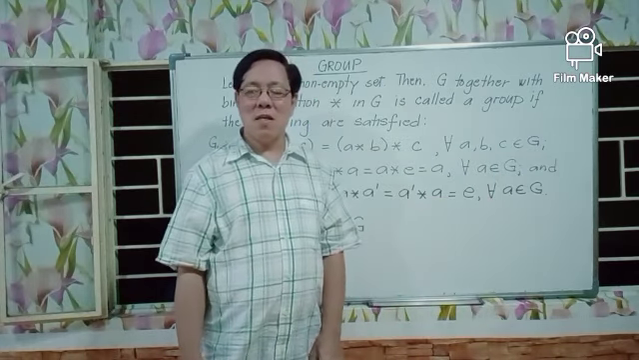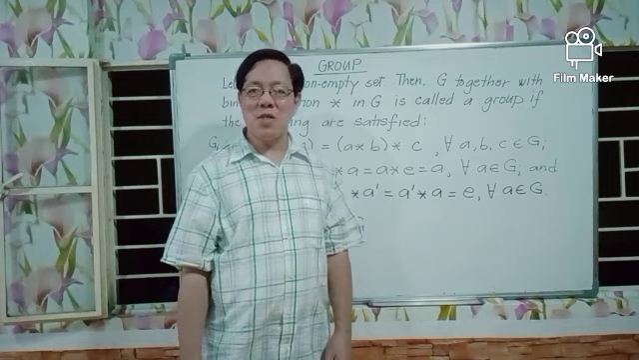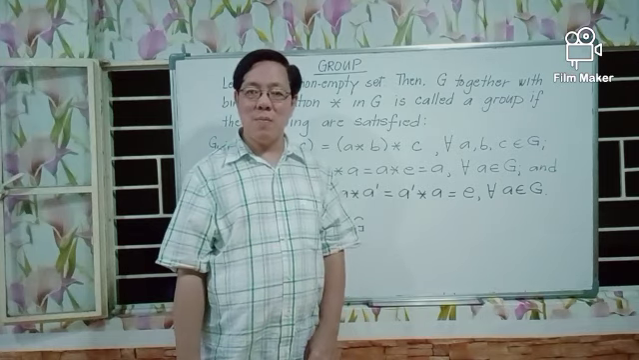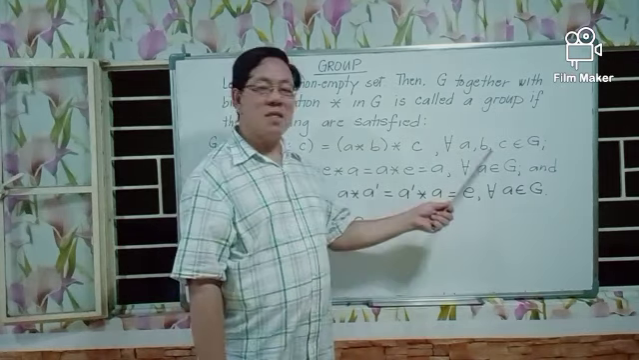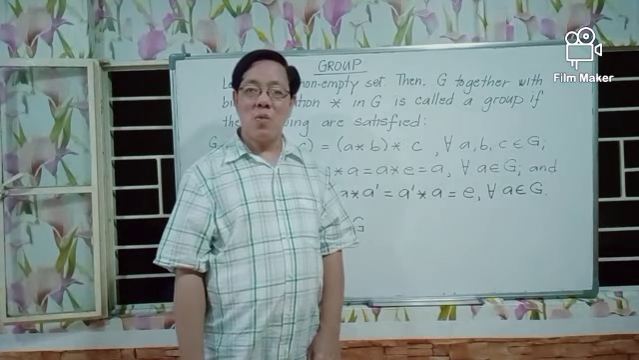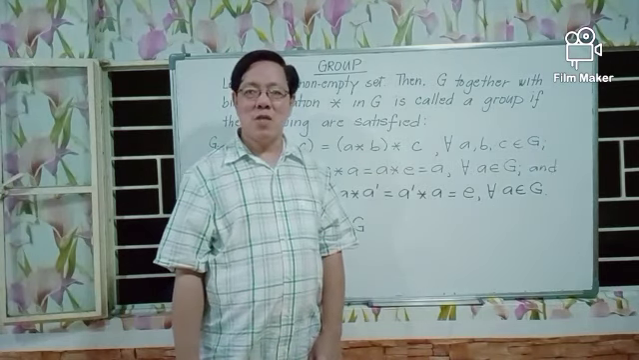Now, in case the non-empty set G consists of only one element, then A, B, C will all be equal to that one element of G.